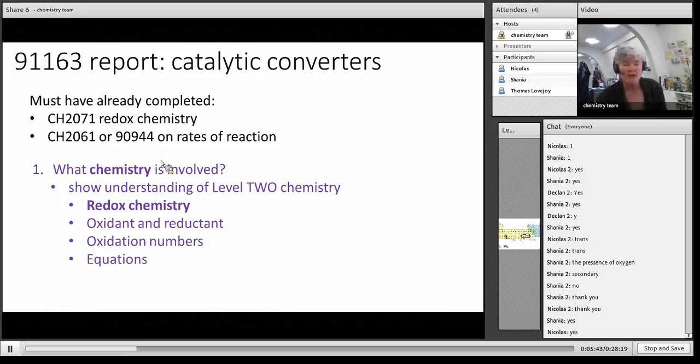Okay? Can you write equations? We're expecting to see a good number of equations, so not less than 5. You should be able to show these equations to represent your understanding.